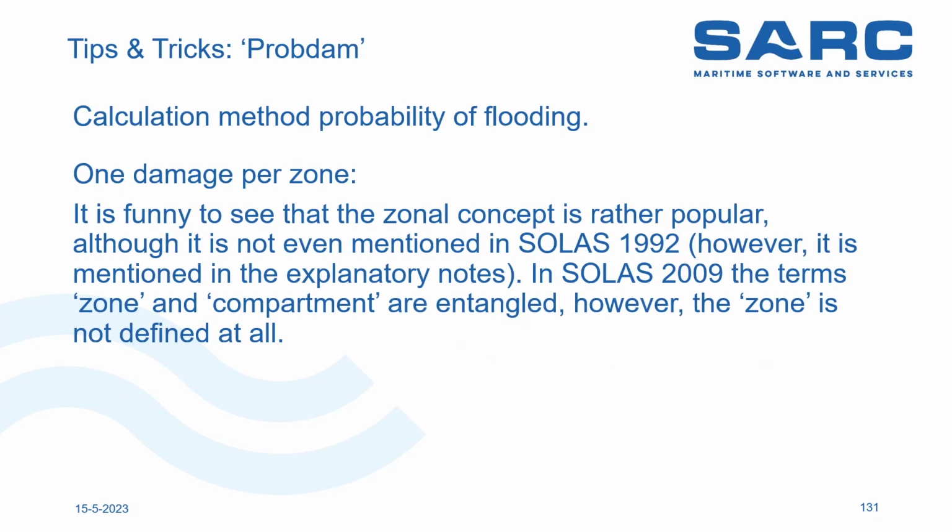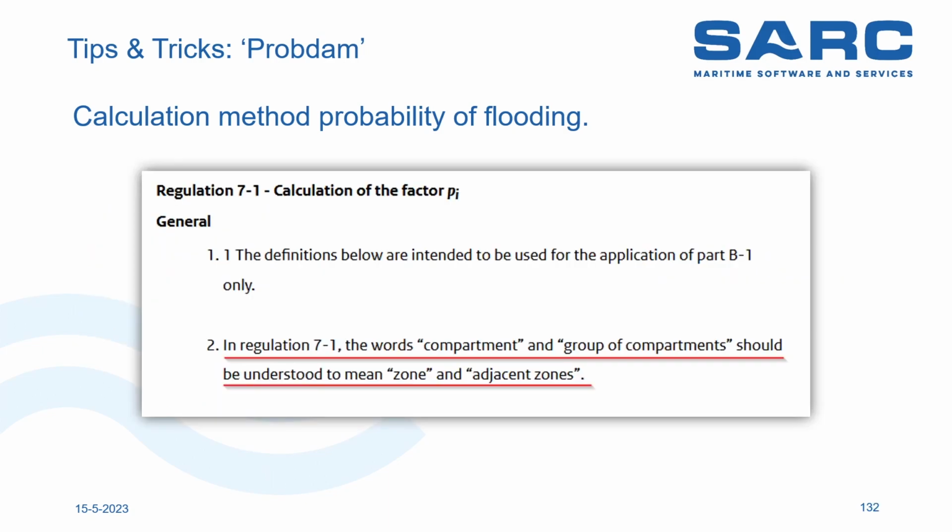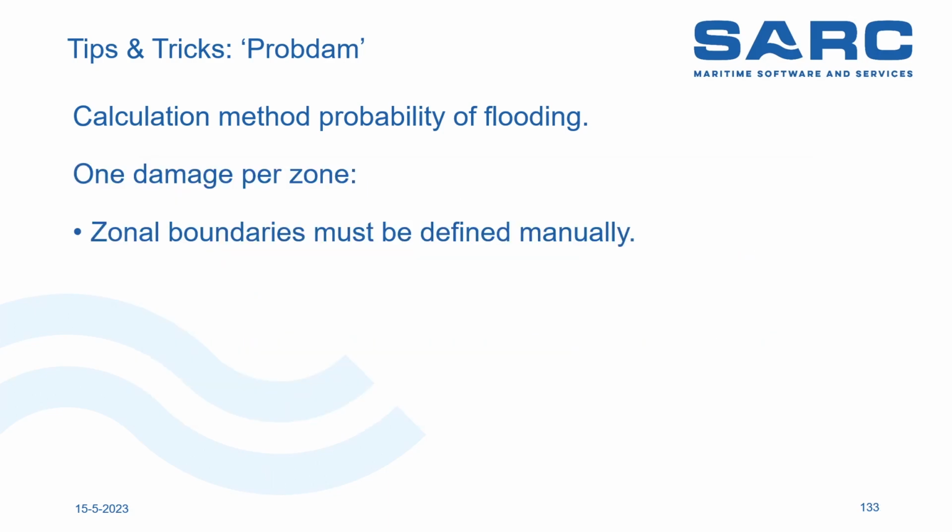It's funny, this is part from a manual. It says, it's funny to see that zonal conception is rather popular. I don't think it's funny at all. We got a lot of questions from classification societies: you have to use a zonal method because it says the zones, and so on. However, in SOLAS 2009 terms, zone and compartment are interchangeable. As you can see here, the words compartment and group of compartments should be understood to mean zone and adjacent zones. So when classification societies say that the one damage per compartment method is incorrect, we don't agree with that. And I will explain why.